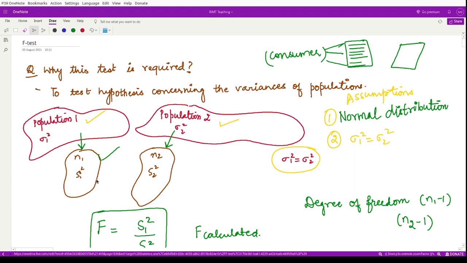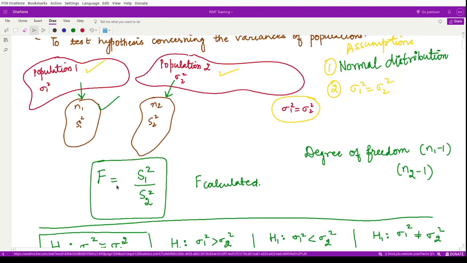we draw two samples out of those populations having sizes n1 and n2 and variances s1 square and s2 square. Now we want to compare these two variances. So what we do, we calculate the F statistic by using the relation s1 square divided by s2 square. This would form your calculated F value. The next thing would be to compare this calculated F value with the tabulated value.